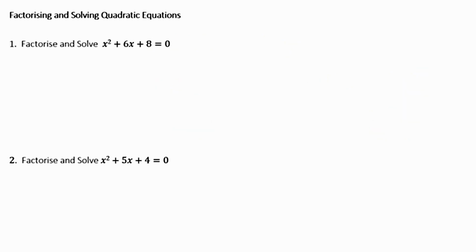So for number 1, we have to factorise and solve x squared plus 6x plus 8 is equal to 0. We first need to look for two numbers that multiply to give us 8, and those same two numbers need to add to give us 6. We can do this by looking at the factors of 8. So we've got 1 and 8, and we've got 2 and 4. And the numbers that also add to give us 6 are 2 and 4. So we could use these for our factorisation.